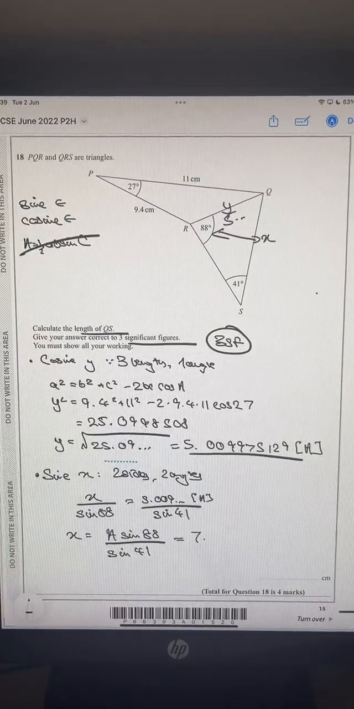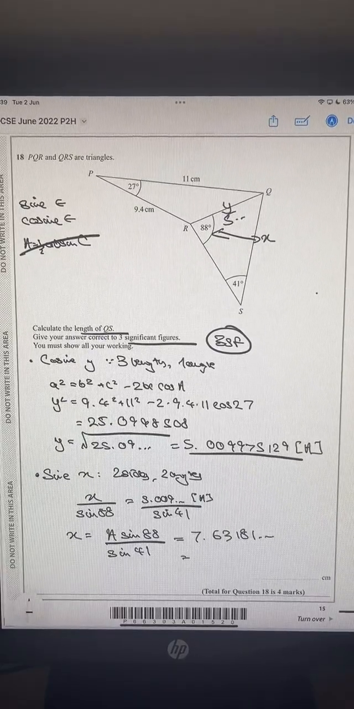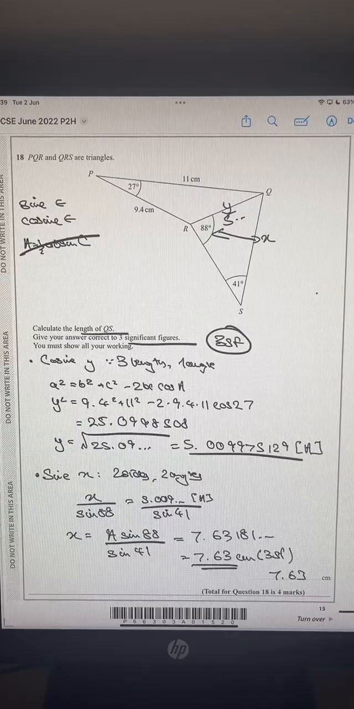And I get 7.63181 and so on. And then I round that to 3 significant figures, as I've helpfully written and circled on my page, to get 7.63 centimeters to 3 significant figures. And that's my answer. Very nice little question. It is cosine and then sine. Awesome. Hopefully this is making sense.